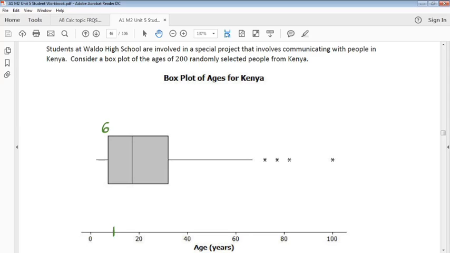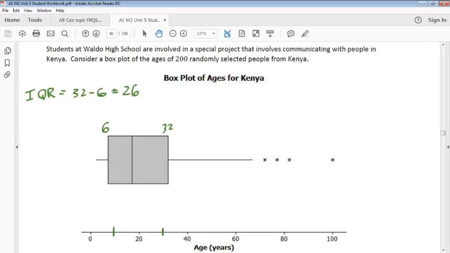Okay, what about the upper one? This would be about 30 right here. What would this one be about? 32? Can I say 31? Okay, we'll say 32. Okay, so we have 32 and 6. So what is the IQR? IQR equals 32 minus 6, which equals 26. Is that right? Yes, you're right. Good job. Actually, this works out better than what I said. Okay, 26 is our IQR.